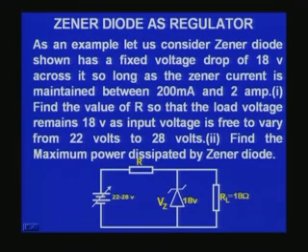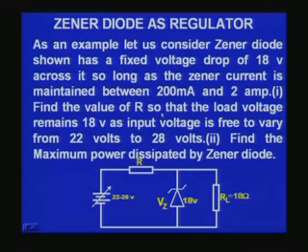Now let me quickly take an example of a Zener diode which has a fixed voltage drop of 18 volts. This Zener diode, which is shown in the figure, has a breakdown voltage of 18 volts across it. So long as the Zener current is maintained between 200 milliamperes and 2 amperes, what will be the value of R?